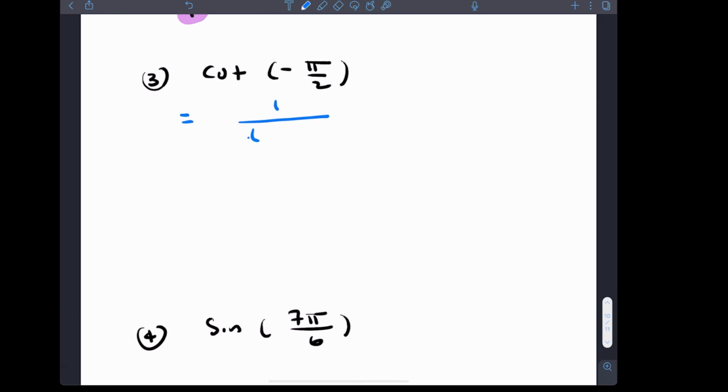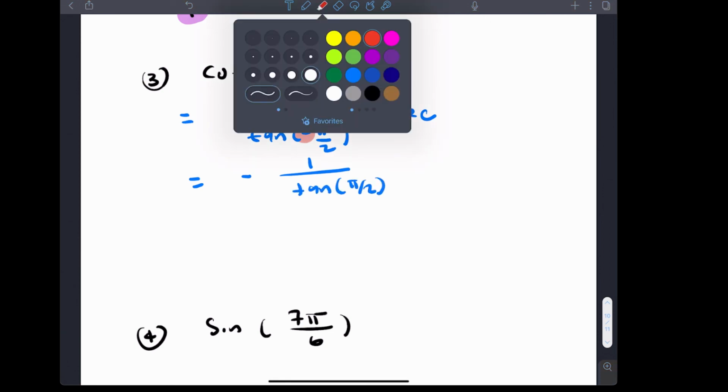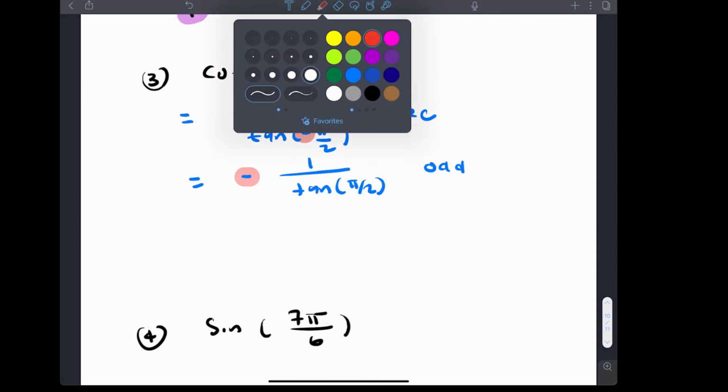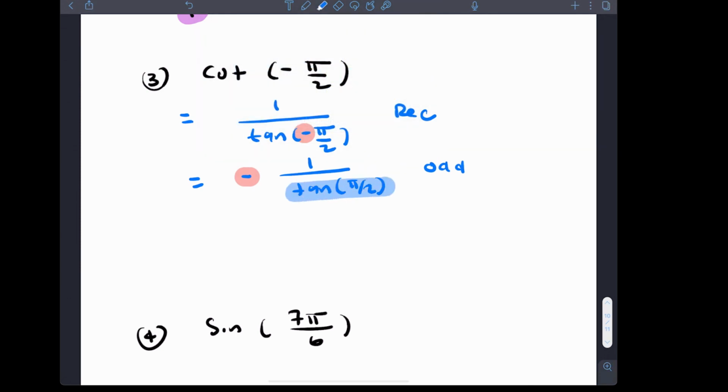Cotangent, 1 over tangent of what? Negative pi over 2. That's a reciprocal identity. And then you got a negative sign. Pull it out. That's 1 over tangent of what? Pi over 2. Because tangent is what? That's odd. So we have to find, what's tangent of pi over 2?